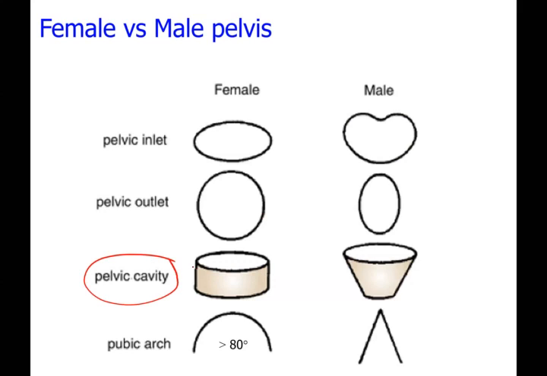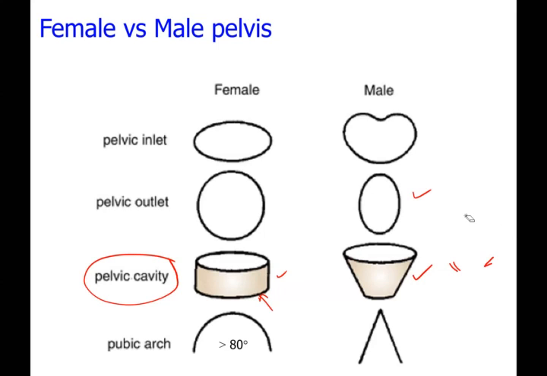Now, in a female, the pelvic cavity is more or less cylindrical, and in a male, it is more or less funnel shaped, because the inlet is, you can see it here, smaller compared to the female pelvis inlet, because of the inward direction of the ischial spines and all. In the male pelvis, the ischial spines are directed inward like that. Okay.